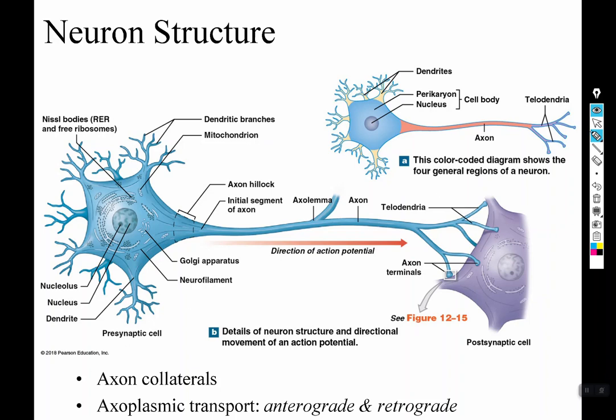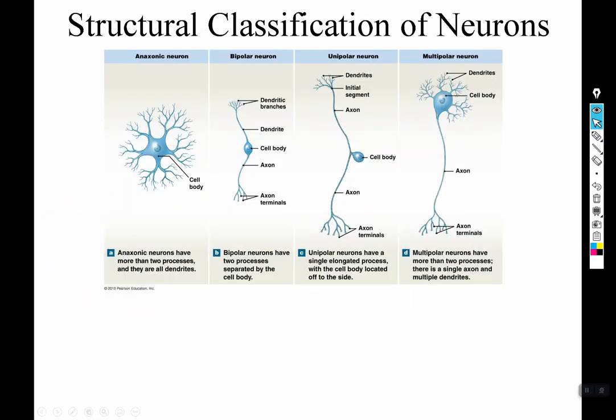So with that, let's move along, and we're going to talk about structural types. So this is what I was talking about when I mentioned the shapes that neurons can be. So anaxonic means only dendrites. It's a weird kind. They're not especially common. So an example of where you can find these is in the adrenal medulla. So the middle part, inner part of your adrenal gland, and that is where epinephrine and norepinephrine come from, so adrenaline.